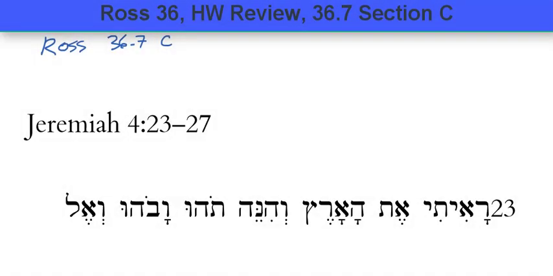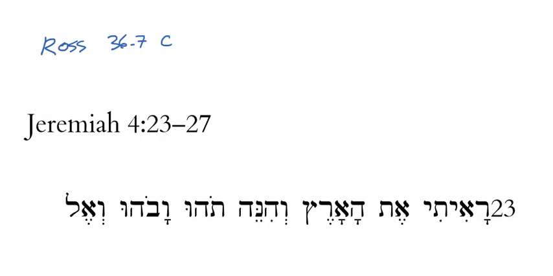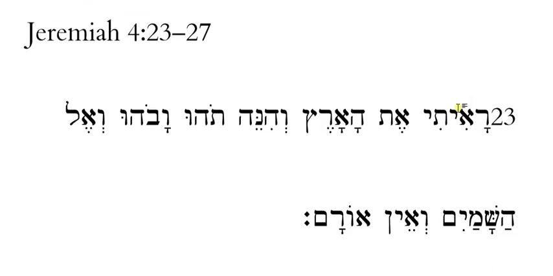In this video, we want to take a look at the homework exercises in Ross 36.7 in the C section. This is the reading from Jeremiah 4:23 through 26. So what I want to do is have us read the text, and then we will work on translation and analyzing, parsing verbs, and making comments about some of the grammar and maybe the forms of the words. So let's start.